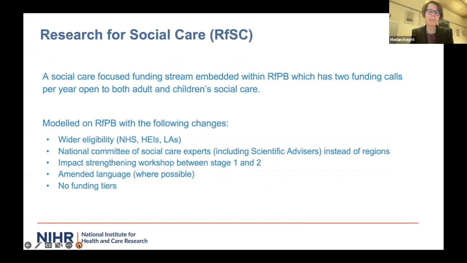Research for social care is an embedded part of our RFPB, which has two funding calls per year and covers both adult and children's social care. It has a very similar model to our RFPB, but with wider eligibility in terms of where the grants can be held. The National Committee is social care experts, so it's not a regional committee, it's a national committee. We also have an extra stage of providing additional advice between stage one and stage two. And within that stream, we don't have funding tiers.